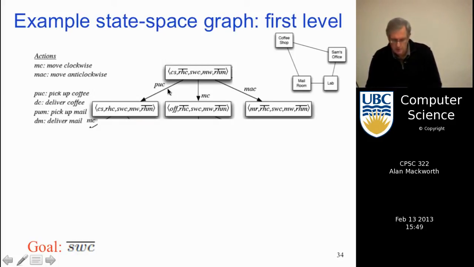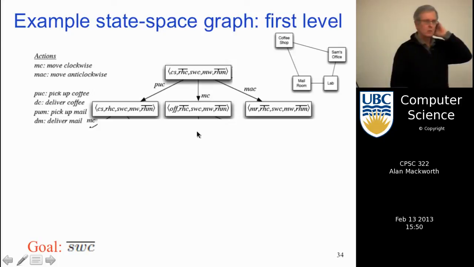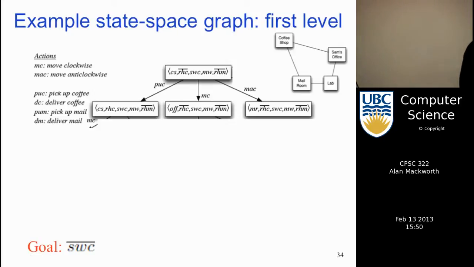So if he picks up coffee, then you go from not robot have coffee to robot have coffee. Nothing else changes, because of the frame rule. If you move clockwise, the only thing you change is the position of the robot from CS to office. If you go anti-clockwise, you go from CS to the mailroom, this way, and so on and so forth. Okay, so we'll stop there for now, and we'll pick this up again on Friday.